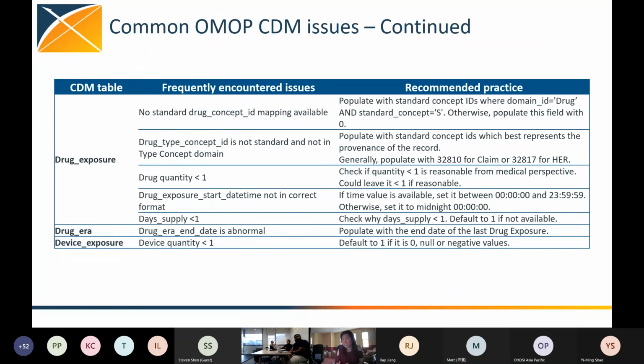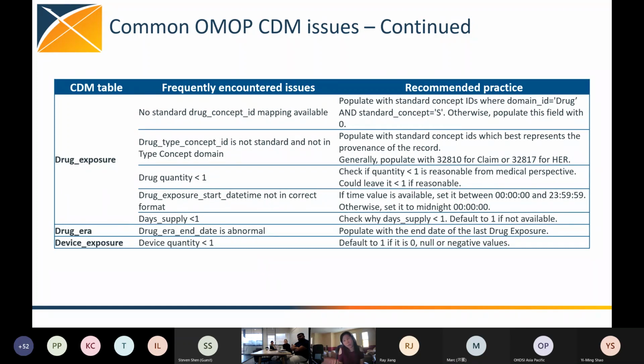Drug exposure. To be very fair, the amount of errors that we get do vary. Actually, they're quite even amongst the procedure, the drug, the measurement, and the condition table. I think because those are the ones that everybody uses the most, that's why you get the most errors in there. Right.